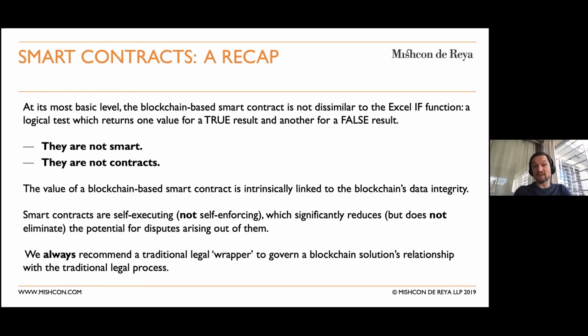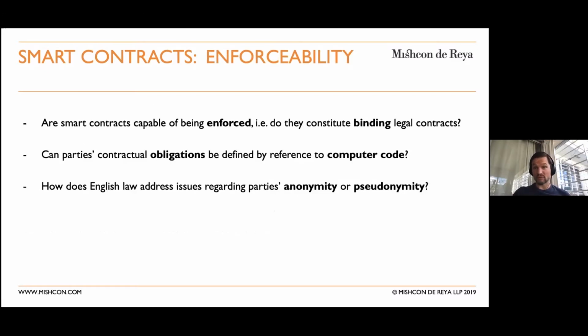So they're self-executing, but not self-enforcing. So we recommend that there's a legal wrapper alongside the smart contract to govern basically how it works with the existing legal solution. So on smart contract enforceability, yes, it is getting to the stage where they are capable of being enforced. The guidance that was there starts to look at an agreement as an agreement, whether it's a verbal agreement or whether it's enforced in code. There's a lot of case law that still needs to build up around this, but it's certainly heading in that direction. It's very clear that contractual obligations can be defined by reference to computer code.